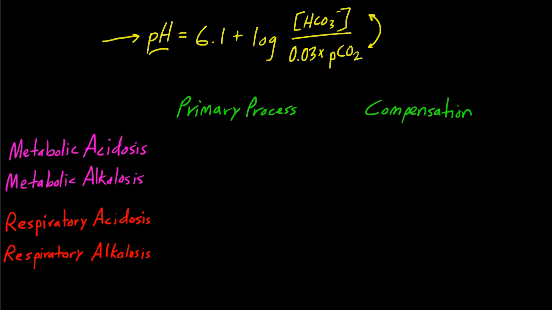So any disturbance in one of these, the other would have to move in the same direction to keep the ratio the same in order to stabilize the pH. Keep that in mind as we go through some of these processes. If one of these changes, the body's going to try and alter the other one so it's moving in the same direction so that the pH remains unchanged. And this is what we call compensation.